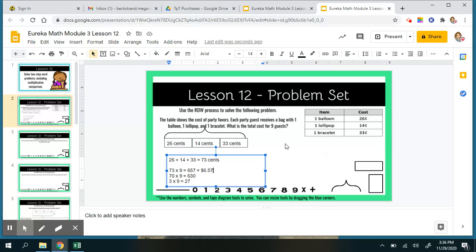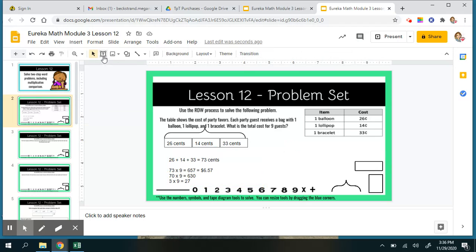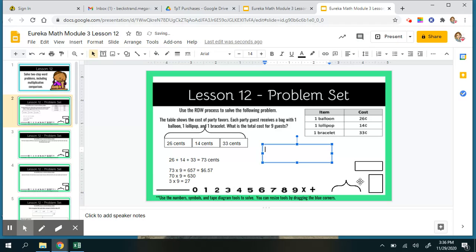So we can put our answer statement. If you want, you can do another text box over here. Like I said, you can use what they give you in the PowerPoints if you want, or just add a text box and do your work. So our answer statement would say the total cost for 9 guests will be $6.57. We showed our work and we have our answer statement, and we're ready to move on to the next problem.